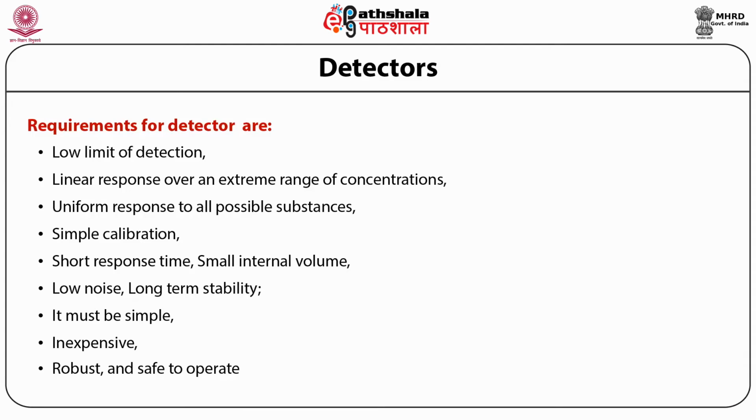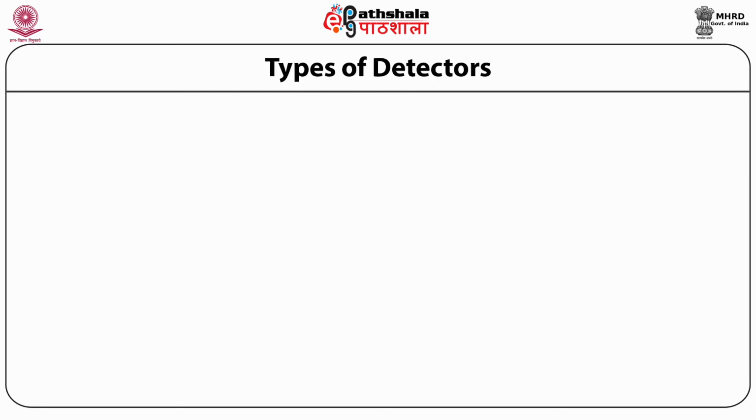There may be some occasions when selective response to a few components is desirable as an aid to identification or a means of finding a trace component which is incompletely separated from a major component. For this purpose, different types of detectors have been developed.